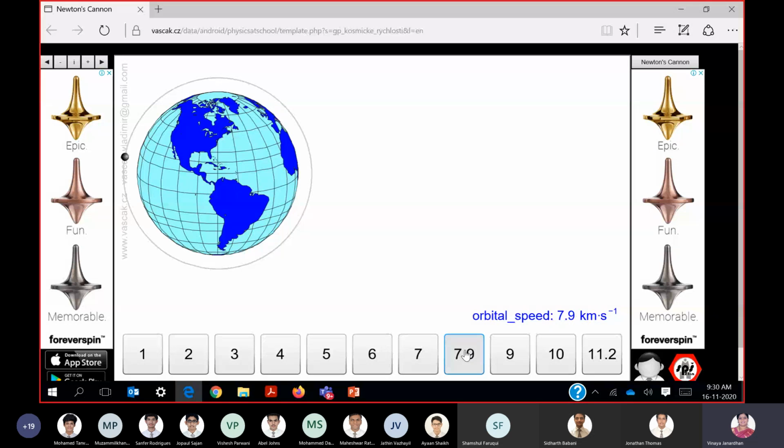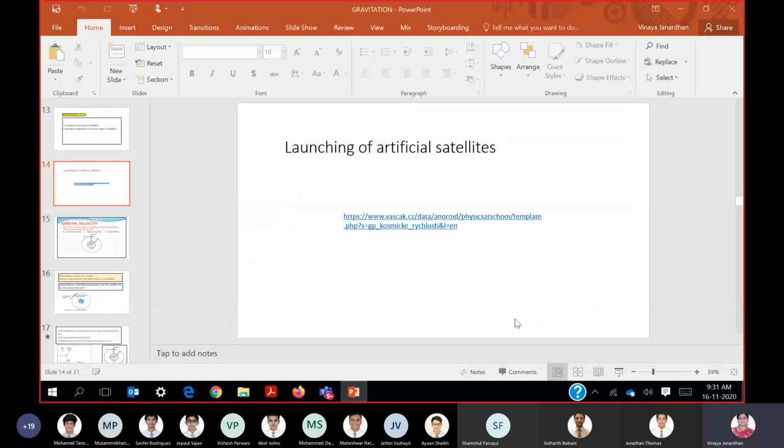But generally, when you're launching your satellites, keep this in mind. You have a multi-stage rocket system. One stage will make the rocket move in the vertical direction. Then the second rocket stage will give a horizontal projection. The third one will put it in an orbit. So minimum 3-stage rocket system.